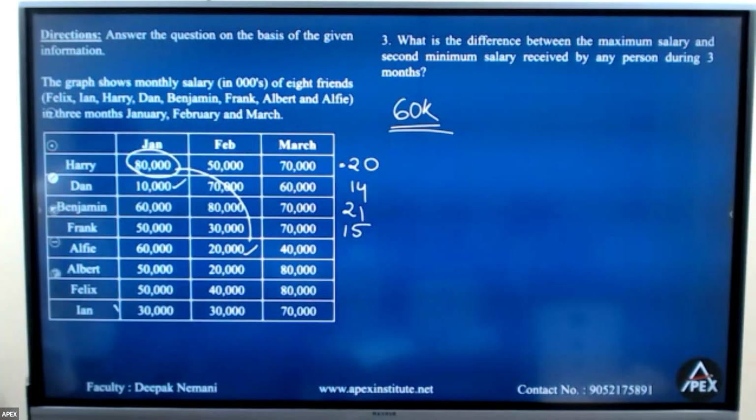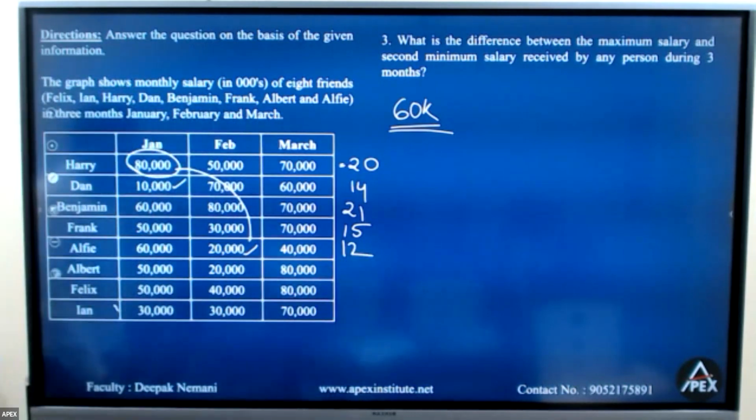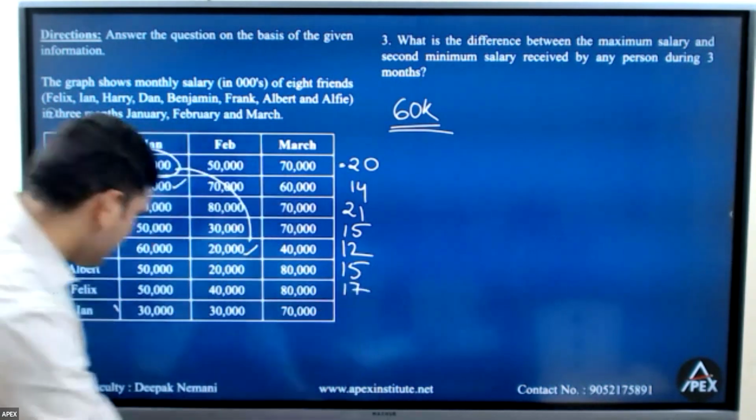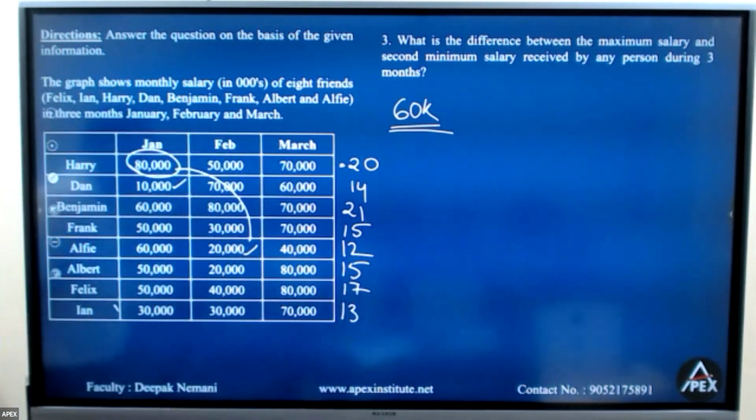6 plus 2 plus 4, 12. 5 plus 2 plus 8, 15. 5 plus 4 plus 8, 17. And 3 plus 3 plus 7, 13. Now minimum? Which one? This is 40, yeah?